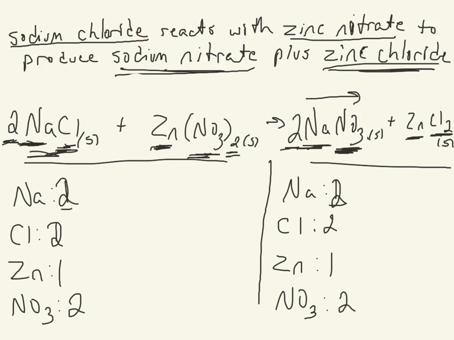Therefore we have our metals switching places, because our zinc, which is with nitrate in our reactant side, is with chlorine on our product side to give us zinc chloride. Therefore we have 2 things switching places. That means that we have a double replacement reaction.